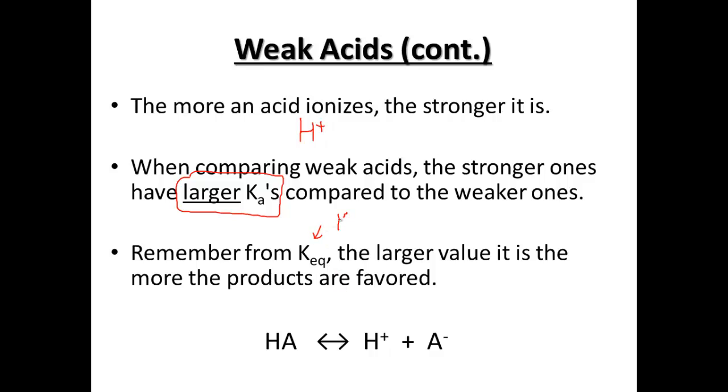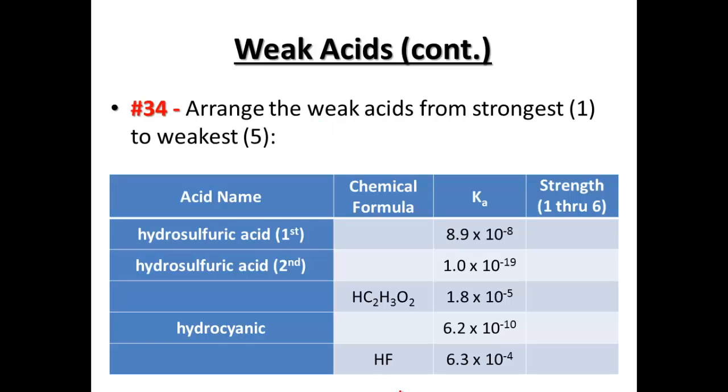Now remember, for Keq, the larger the value is, the more that products are favored. And for this, we're going to have the Ka for acids and Kb for bases. The larger it is, the more we favor producing the products, in this case the H plus and A minus.